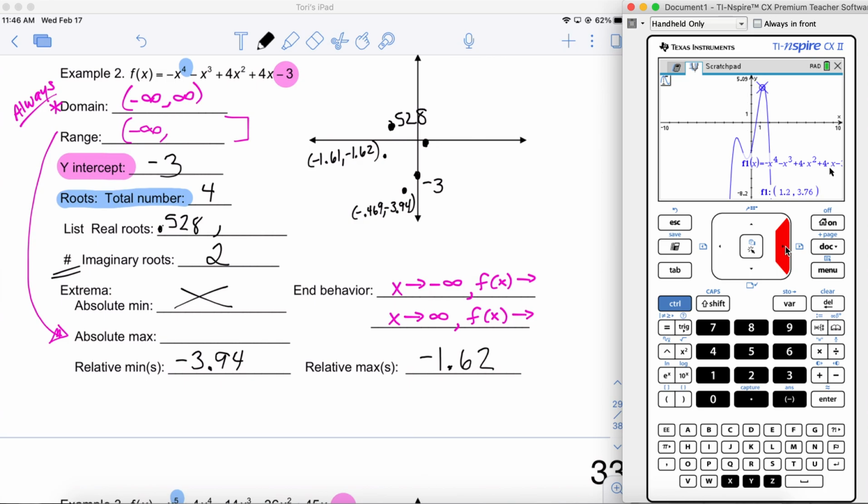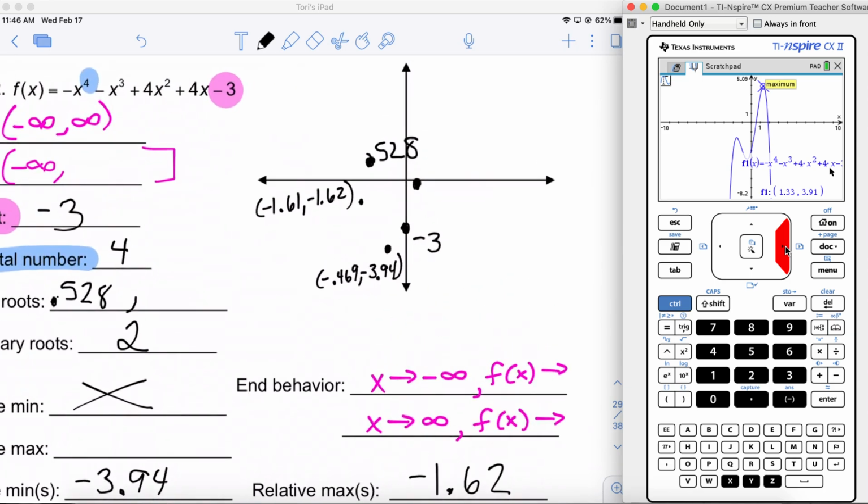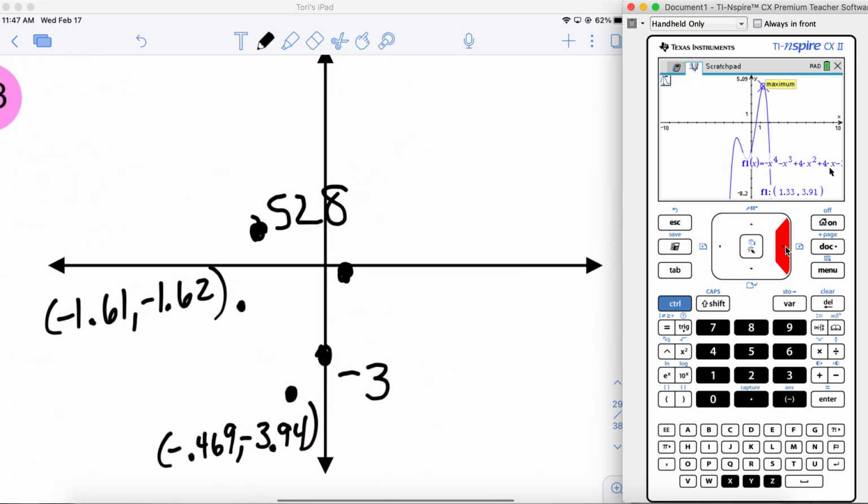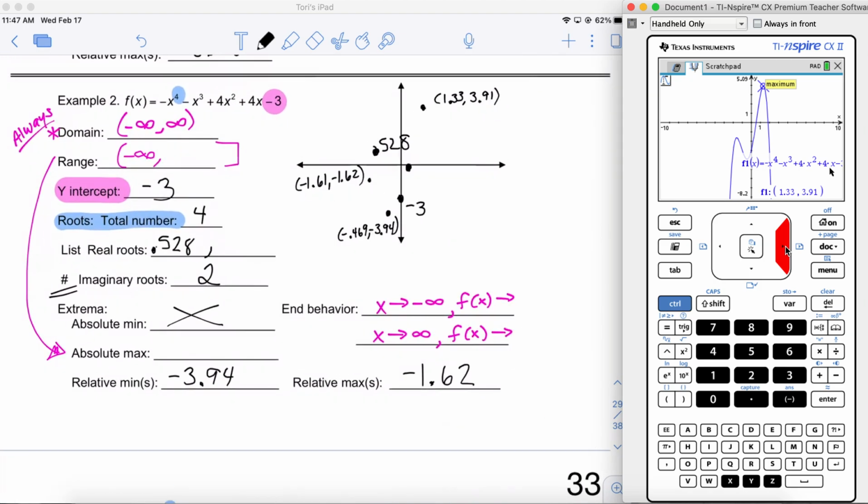So to the right, up until it says maximum. Now this maximum is my full maximum, right? He's my absolute. He's all the way up here at the top. Let's label that point, 1.33, comma 3.91. Since he's the absolute, I do want to fill that blank in, 3.91.